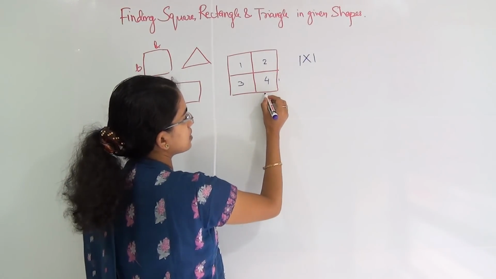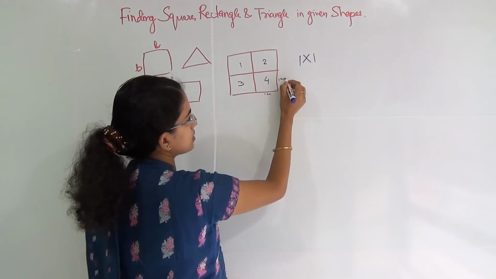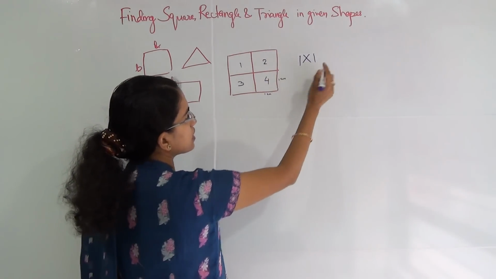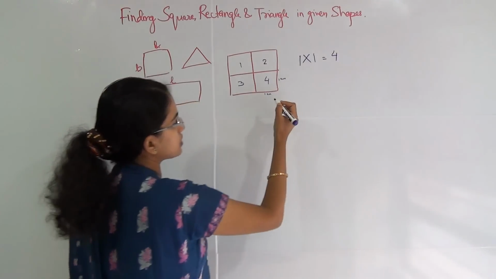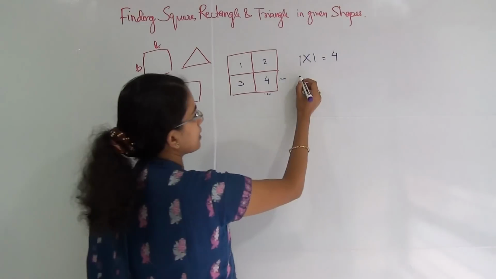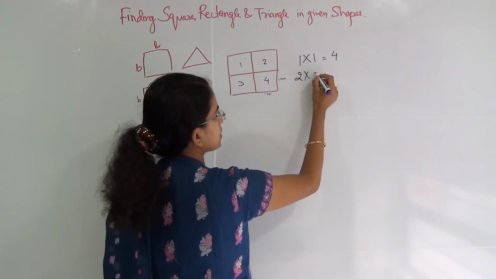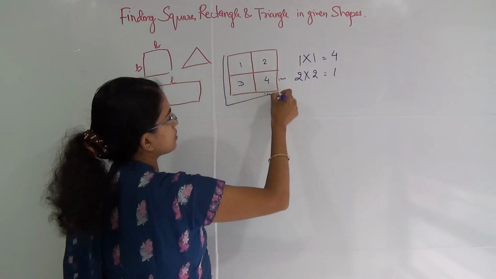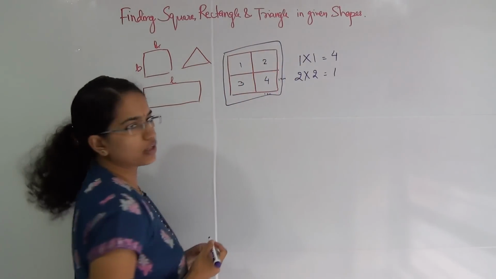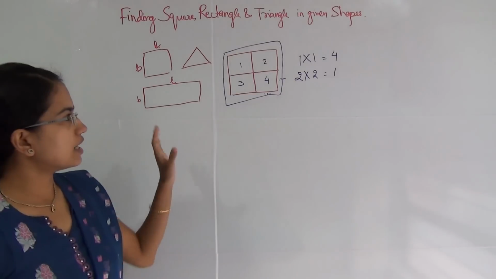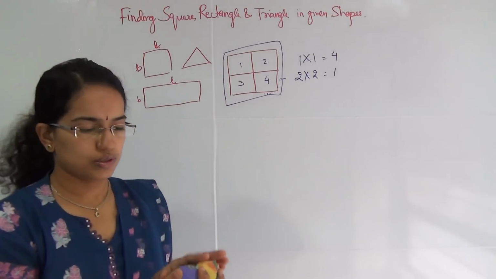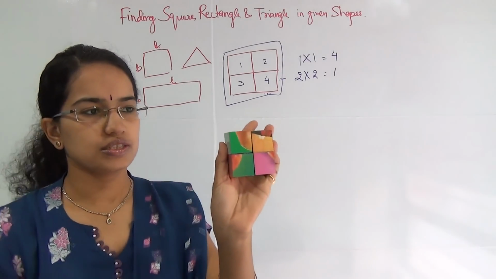If each block is 1 centimeter by 1 centimeter, or 1 inch by 1 inch, I can say there are a total of 4 blocks which are of the size 1 by 1, and there is one block which is of the size 2 by 2, which includes this whole square. So we can understand these simple concepts by children's blocks. So here we have 4 blocks, okay.